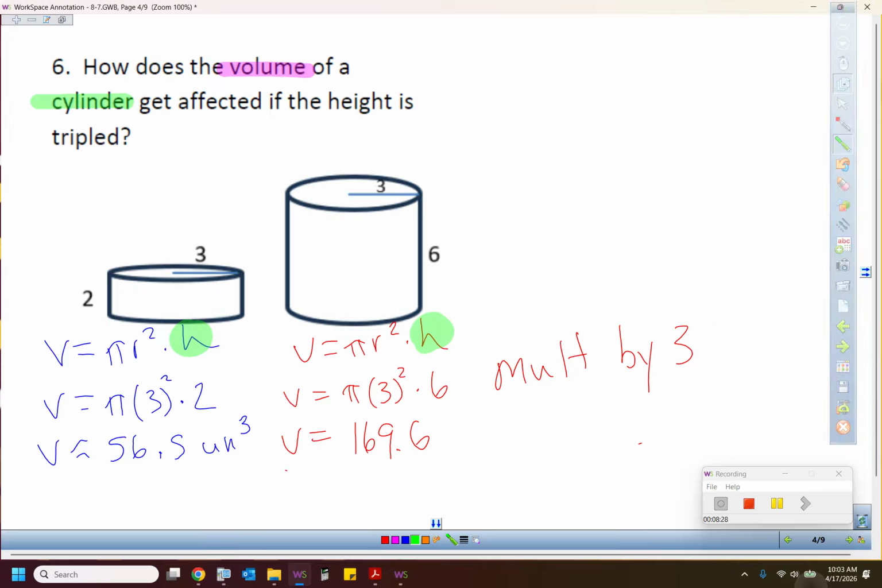And what power is the height raised to? The radius is being squared. What power is the height being raised to? When you don't see a number there, there's a 1 there. Are we cool with that? So isn't it just to the first power? Are we okay with that? So if they're going to triple this, doesn't the volume also get tripled, right?